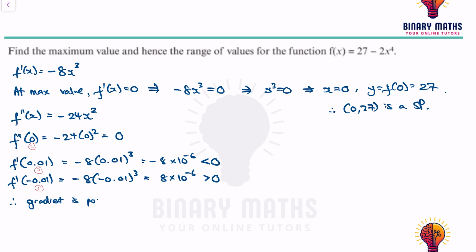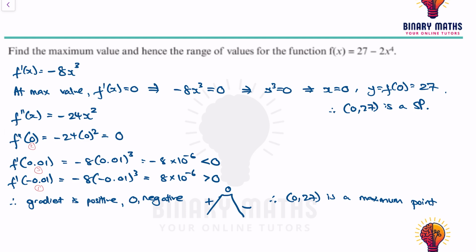The gradient is positive, 0, and then negative. So if we look at the graph, it's going like so, up positive, then 0, then negative. So therefore, you know that 0, 27 is a maximum point, because you can see from the diagram, it's a maximum point. Which means the range of values, it's a maximum point, that means the highest y value it reaches is 27. Therefore, y is less than or equal to 27, which implies the range of values for f of x is less than or equal to 27.